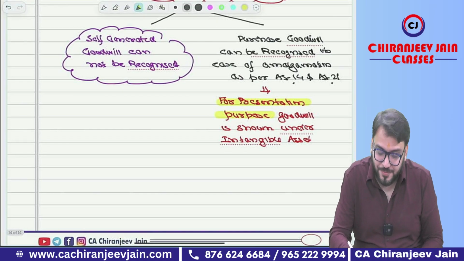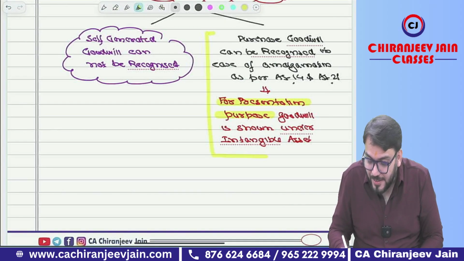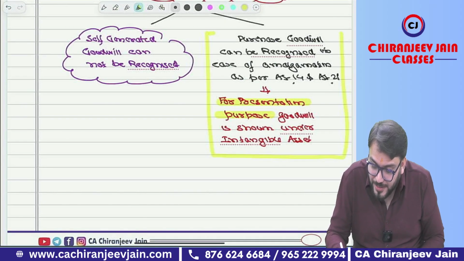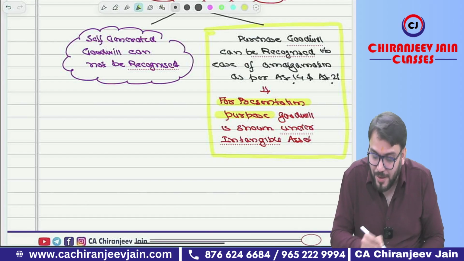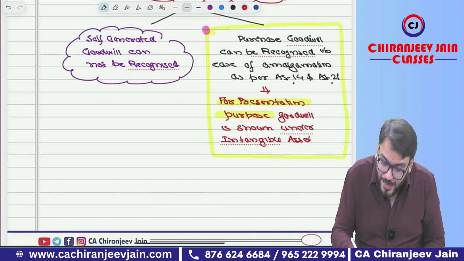It is shown in the balance sheet under the head intangible asset if it is acquired in case of amalgamation. Have you understood this much?